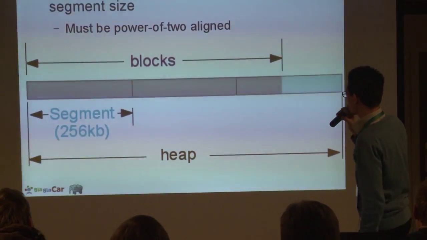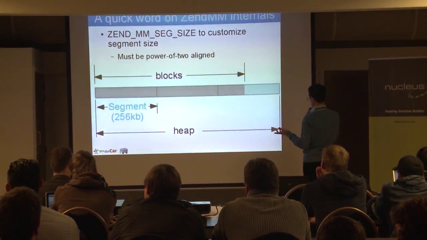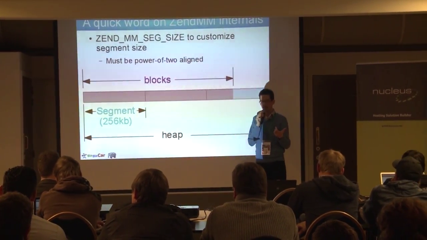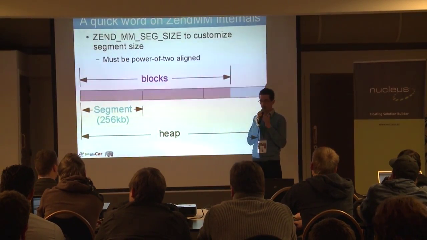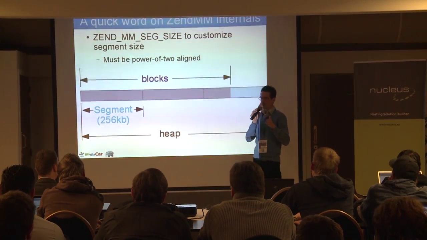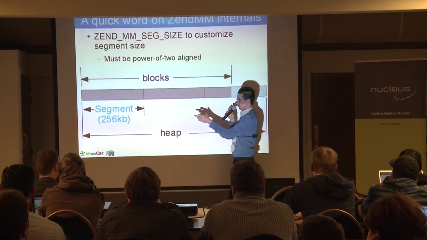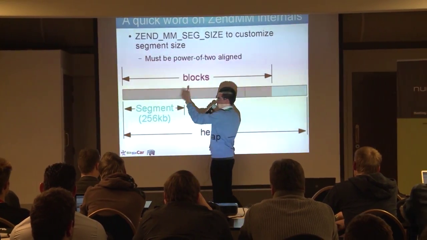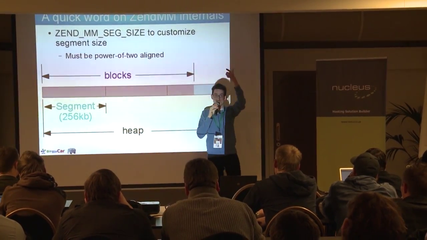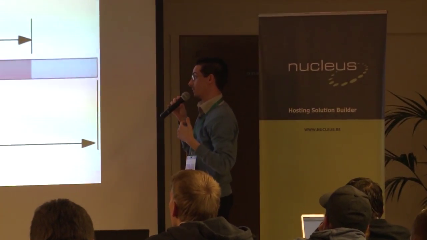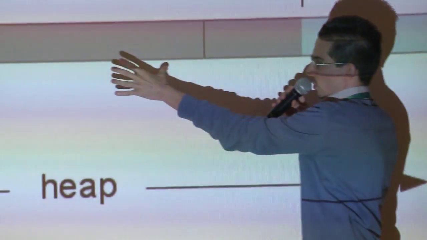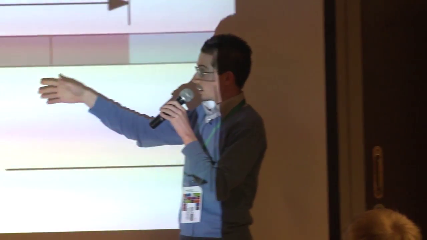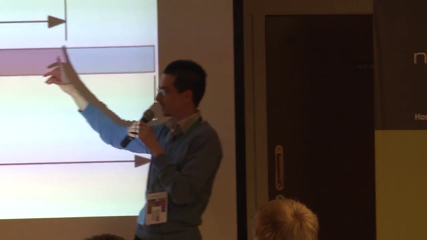It uses segments, okay? So this is interesting. When PHP asks for 10 bytes, the Zend Memory Manager will allocate by default 256 kilobytes. This is called a segment. And into this segment, it will shrink it and try to give the upper layer the blocks it asked for. Okay, so you have segments, and when it's not enough, it allocates another segment and shrinks it into blocks. So you have on this picture, the Zend Memory Manager allocated 3 segments.